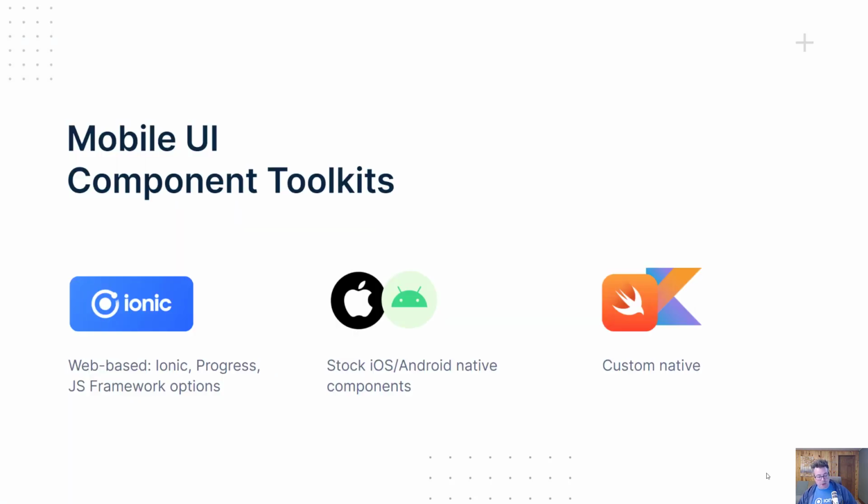Speaking of mobile UI component toolkits, there are of course many web-based ones that we like. There's Ionic Framework, which I'll talk about in a little bit. Progress Software has some really good ones. And then there's lots of other JavaScript framework options and toolkits out there. There's just endless amounts of them, endless amounts of design systems and other things that are available for mobile UI, mobile UI component toolkits, right? Additionally, on the more native mobile front, you do have the stock iOS and Android native components that you can use. These are really out of the box and designed by Apple and Google, so those are good options.